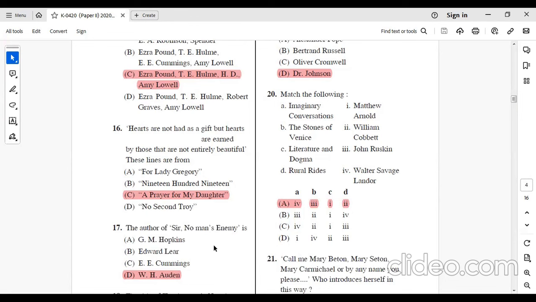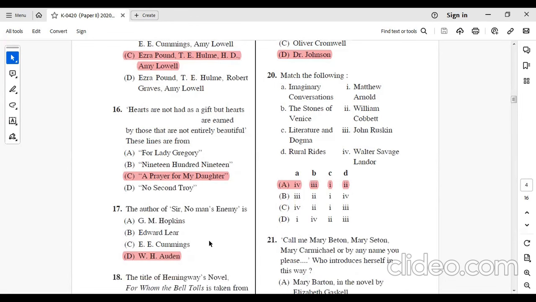Now, next question was 17, a very interesting question. Sir, No Man's Enemy. Who has written this poem here? This poem is written by W.H. Auden. This poem is also called a petition poem. This poem is a Rilkean sonnet. Sir, No Man's Enemy by W.H. Auden. It's also called a petition poem, and this is a Rilkean sonnet.